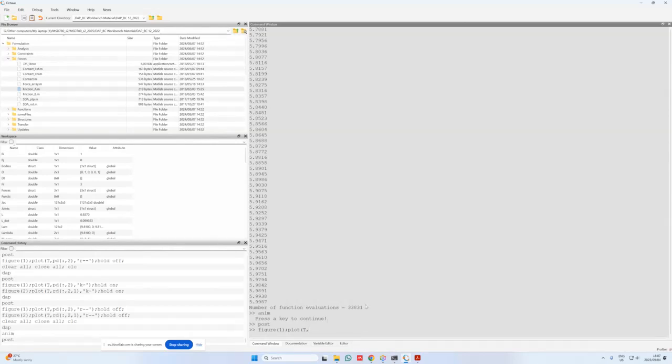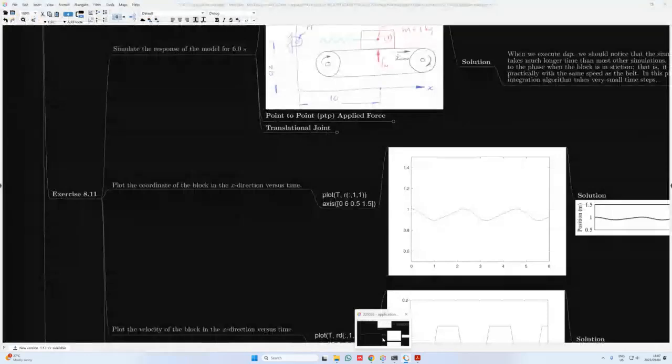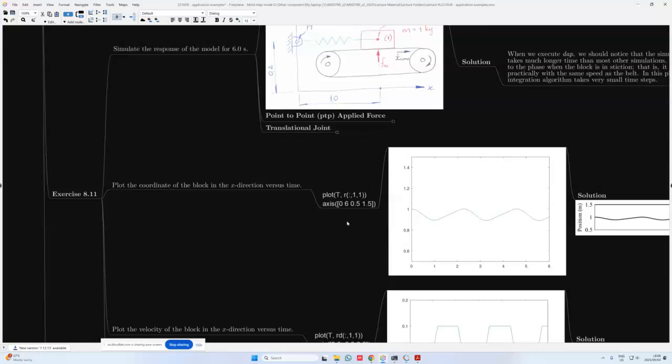And then for the coordinates, I use the R array for all time steps on body 1 in the 1 direction. And I can use, in this case, a black line to show this. And then just to make sure that my results correspond a bit better to what I have in the mind map, I can also use these axis limits that I now specify in the system. So axis 0, 6, 0.5, 1.5.